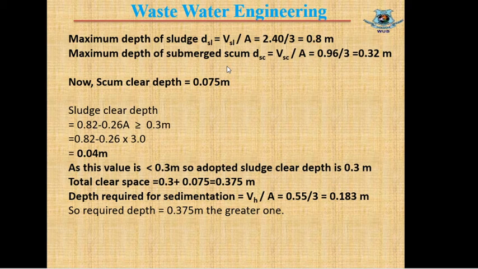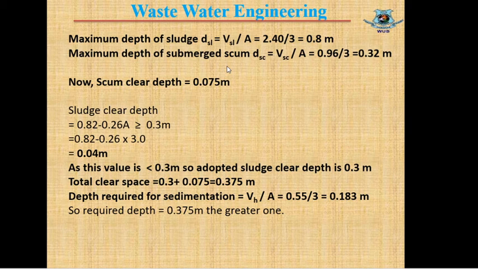0.075 meter. This has been stated in our design steps that the minimum value of scum clear depth should be 75 millimeters, that means 0.075 meter. Let's see the design steps. Here the submerged scum clear depth is the distance between the underside of the scum layer and the bottom of the outlet T, and should be at least 75 millimeter. The minimum value will be 75 millimeter, that means 0.075 meter, and that value has been fit in that equation. Here scum clear depth is 0.075 meter.